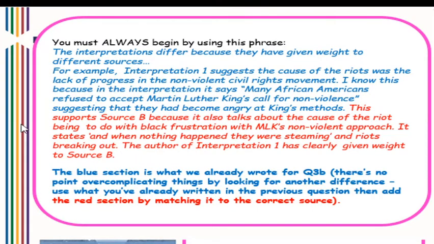To be honest, I think it's a little bit harsh that this is a 4-mark question because you're actually being asked to do more than you were on the last one, but that's just how it is.